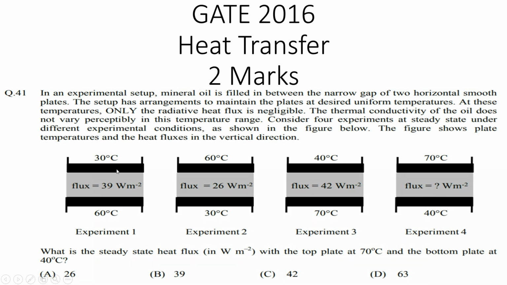First we will observe this. It is given that upper plate temperature is 30 and lower plate temperature is 60 degrees centigrade. You can see one thing here. They have mentioned only the radiative heat flux is negligible. That means here conduction and convection are working, right? This is the hidden concept in this, right?